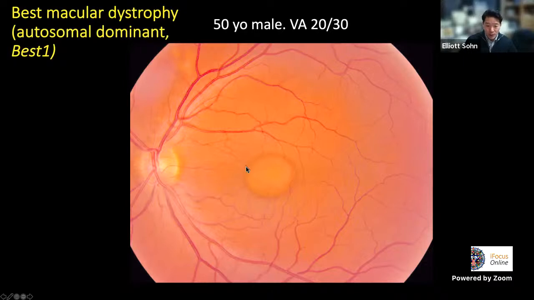And you can see there's vessels coursing on top of it. And if you were examining them with stereopsis, or you had stereoscopic fundus photos, you'd be able to see that this has some elevation to it. It's actually dome-shaped in the macula. This is due to a BEST1 mutation, and it's inherited in an autosomal dominant fashion. Actually, in this patient, you can see a little bit of lipofuscin just superior to the disc as well. So kind of similar to that multifocal Best disease that we saw in the first images that I showed you.